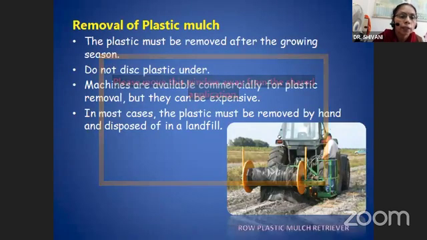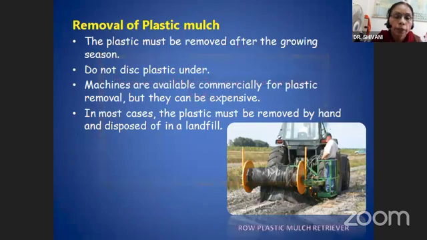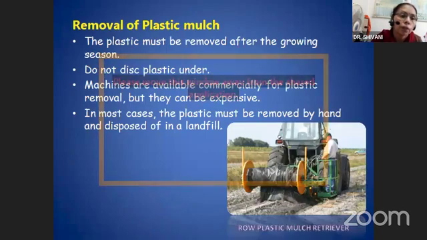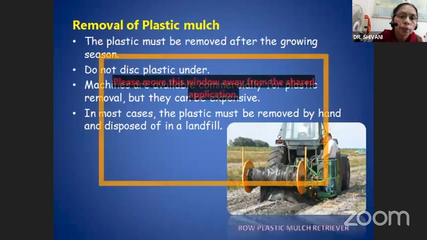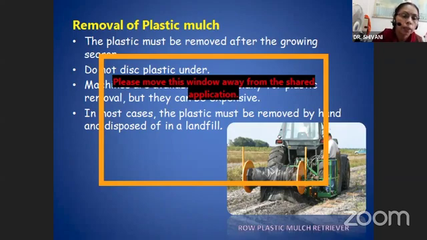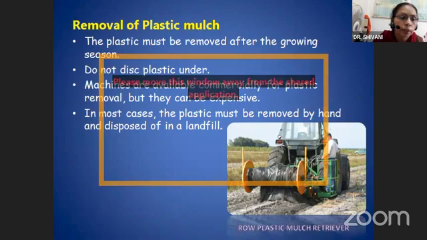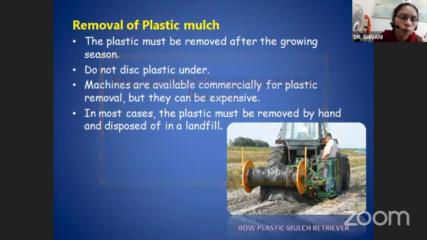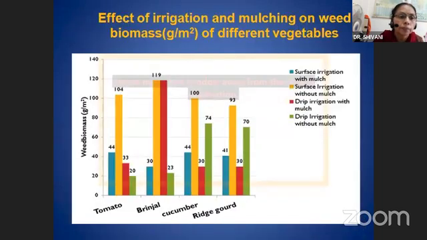Then removal of plastic mulch, which I earlier pointed out is one of the main negative points. It should be removed after the growing season, and it should not be disked under the soil. Before tilling the soil, we should collect and remove the mulch from the field. And in most cases, the plastic must be removed by hand and disposed of in a landfill.